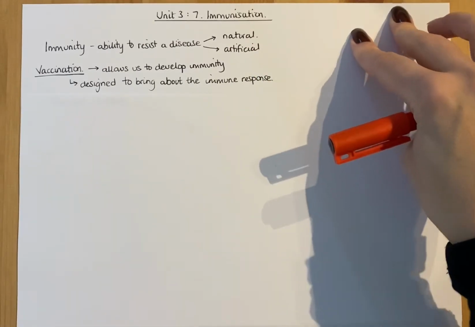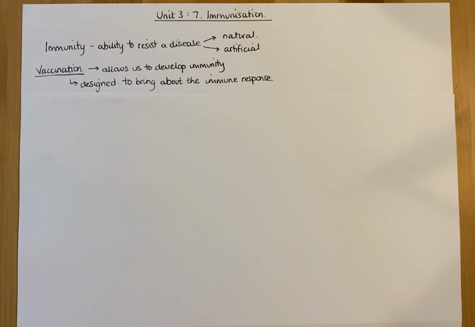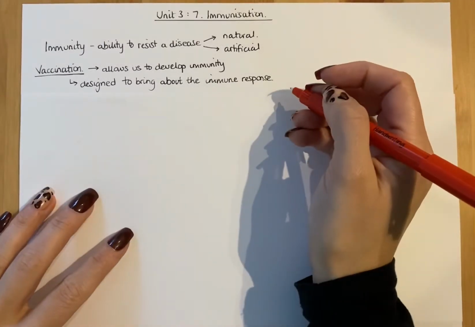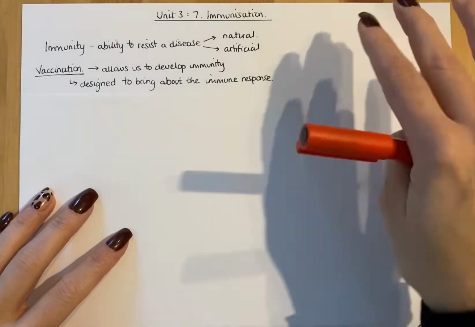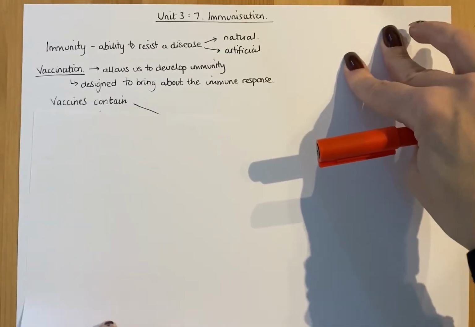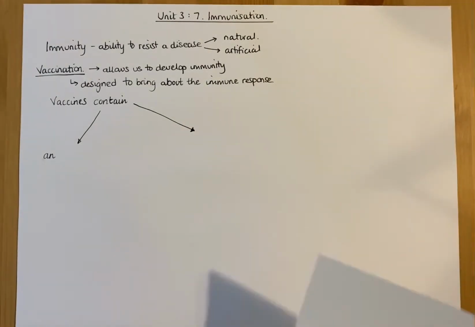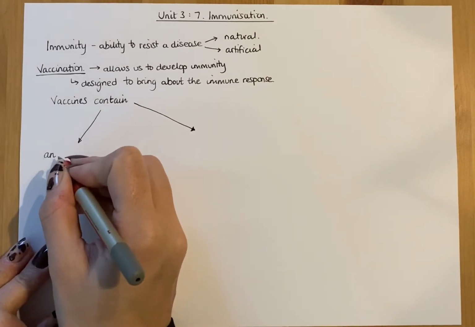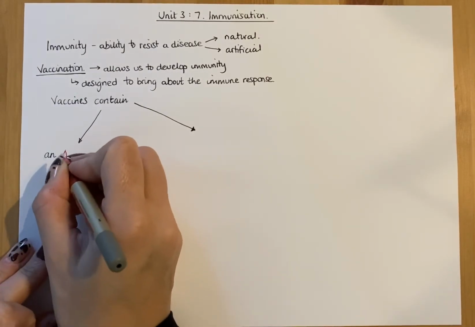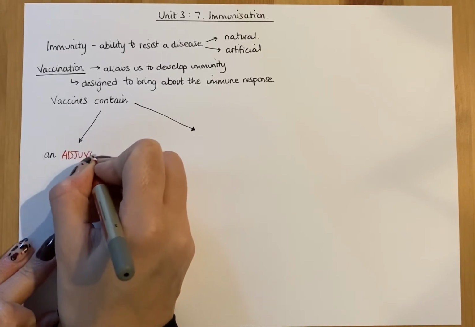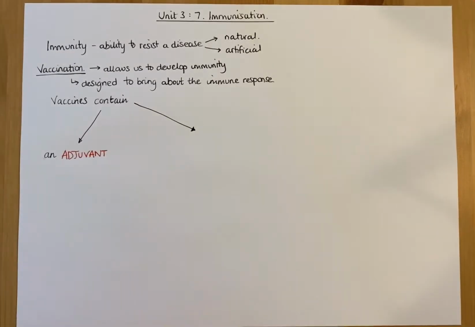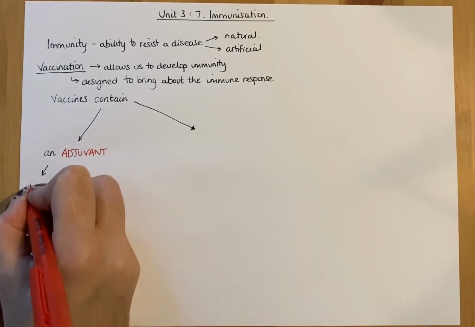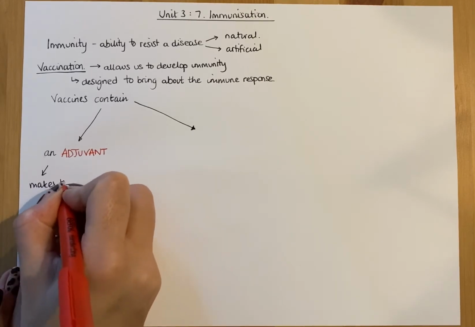So vaccination is designed to bring about your immune response. That basically means to trigger your specific immune response and bring about that typical action. So vaccines contain a couple of things. I'm going to run through what those two things are. Now the first one, which is not really talked about so much in the news when they talk about the COVID vaccine, but is talked about quite a lot when we generally talk about development, is what's called an adjuvant. So an adjuvant does two things. It makes the vaccine more effective.